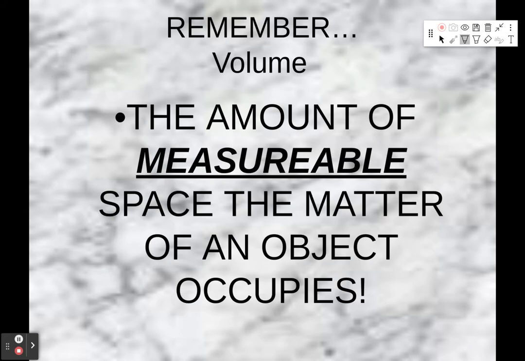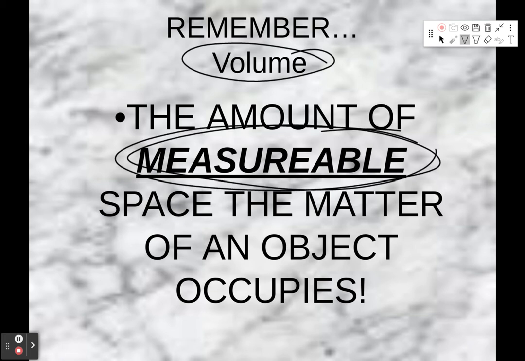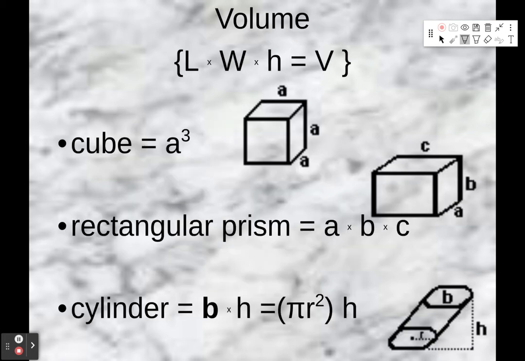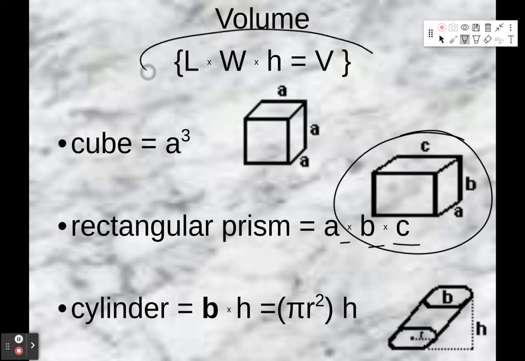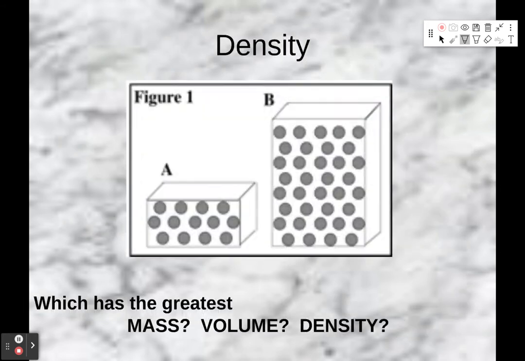All right. So again, remember, volume is the amount of measurable space. That's super important. Now, one that I need you to make sure you know is, on a regular rectangle, volume is length times width times height. You got to know that. But the other formulas will be given to you in this class. But basically, all volume is length times width times height.